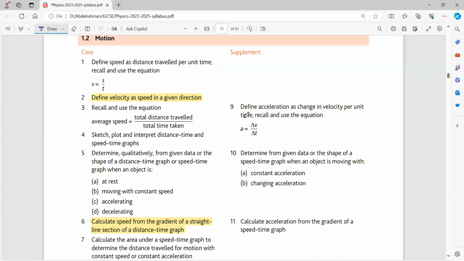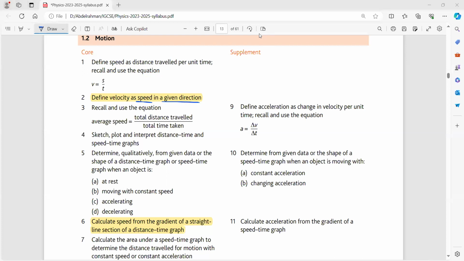Defining speed, speed equals distance over time. Okay, we know that. Velocity is a new concept for us. What is velocity? It is speed in a given direction. It is what, شباب? It is speed, but in a given direction.